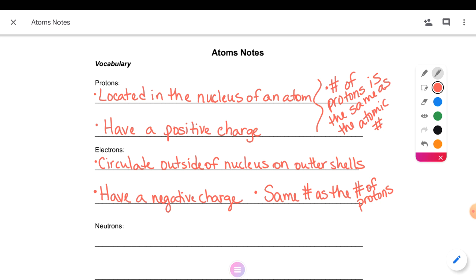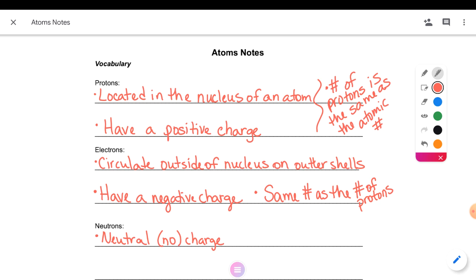Neutrons have no charge. They're not positive, they're not negative, they are neutral. So we're going to put neutral charge. I'm going to put neutral in parentheses. I'm going to write no charge. They're not positive and they're not negative. They're neutral.